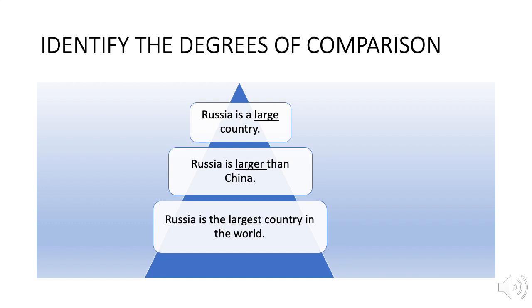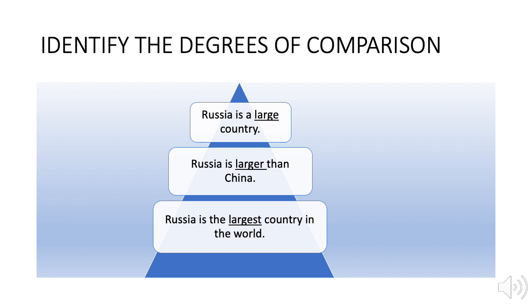The second one, where you have two units being compared, China is being compared with Russia, and you say that Russia is larger than China. So with the addition of the suffix er, large now becomes rewritten in the comparative degree. So Russia is larger than China. So the comparative degree is used when we have to compare two entities.